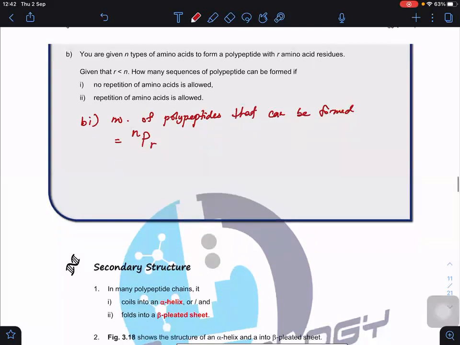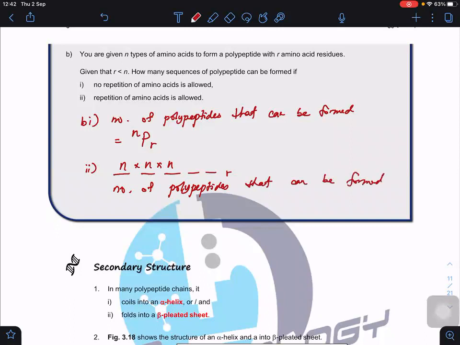Now the second part: repetition of amino acid is allowed. Same thing, if repetition is allowed in this case, I need to have R amino acid residues. So each time I have n that I can put in, right? Therefore the number of polypeptides that can be formed will equal n to the power of R. R is the number of slots. So how many slots do we have here? That concludes the primary structures.